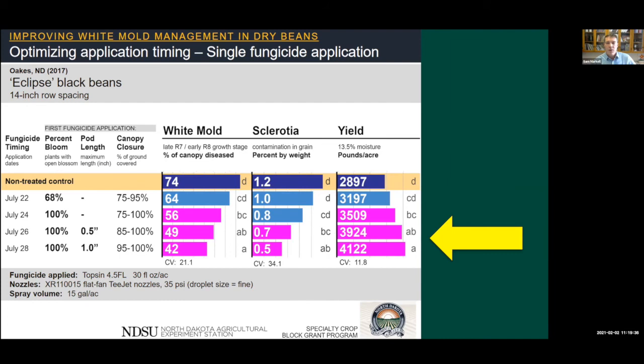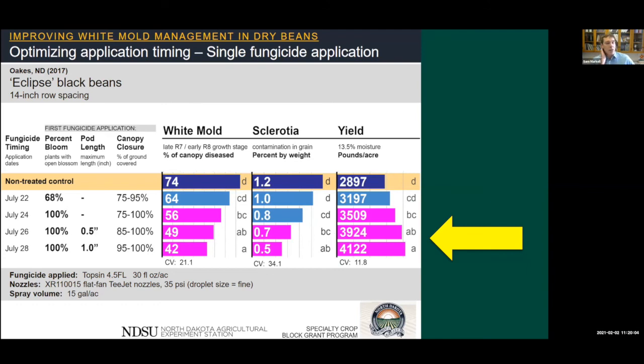If you go down, you can see that there's 3 different timings that he's looking at. So the 24th, 26th, and the 28th are the dates, but it's all related to percent bloom and pod length and canopy closure, okay? So in this particular trial, as the date goes on and the canopy closure gets a little tighter and the pod length gets a little longer, you can see that Michael's having better luck managing white mold. So he's optimizing this timing.